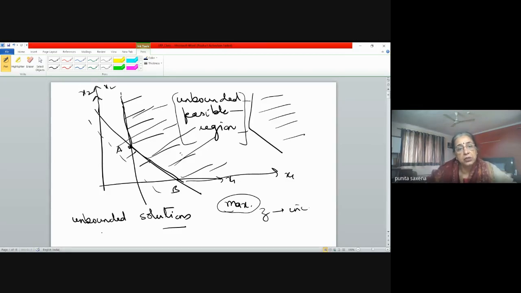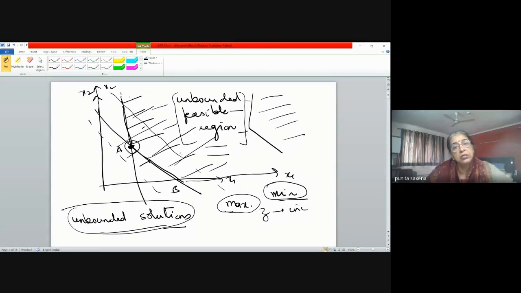So such a solution is called an unbounded solution, where there is no bound on the value of the objective function either. But in the same problem, if my problem was of minimization type, and if I bring the objective function down, maybe this point A will give me the minimum solution. So though the region is still unbounded, the problem has a solution. Okay, so an unbounded feasible region does not always imply that the problem is going to have an unbounded solution. We can have an unbounded feasible region with optimal solutions as well. But definitely an unbounded solution means that the feasible region is also unbounded.